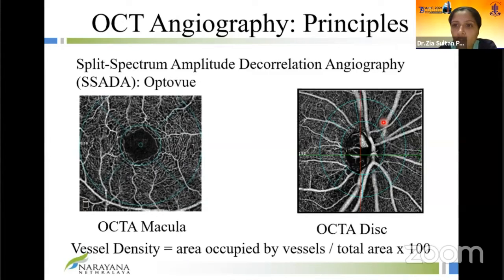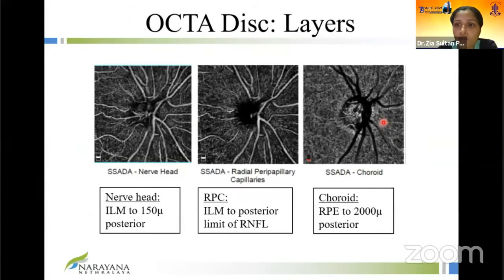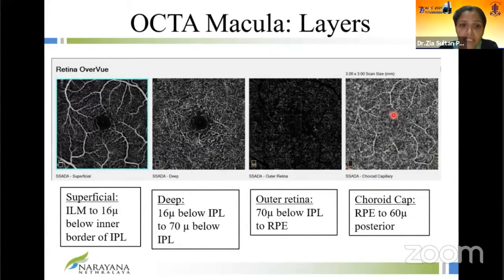Now, apart from giving you this image of the total retinal thickness vessels, the technology can also give you the vessel density in different layers. So for example, in the optic disc, you have the nerve head layer, which is from the ILM to 150 microns behind that. It will only give you the vessel density within this layer. The radial peripapillary capillary layer, which is basically the thickness of the retinal nerve fiber layer, gives you the vessel density within that area. And lastly, the choroid. In the macula, again, similarly, you have the superficial macula, the deep macula, the outer retina, and the choroid.